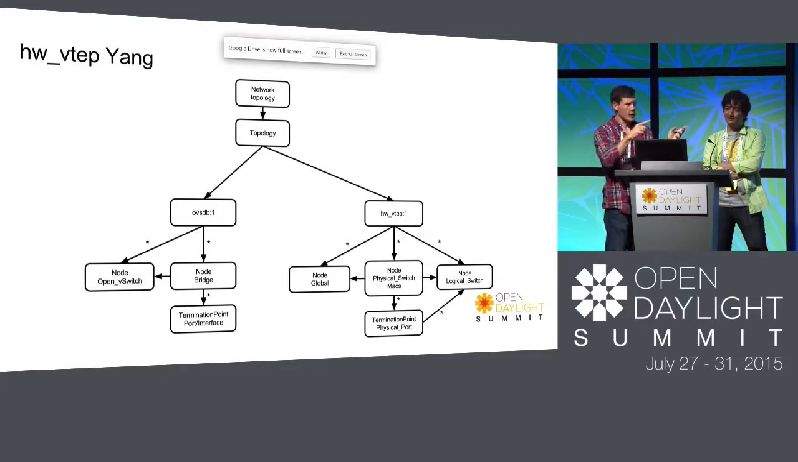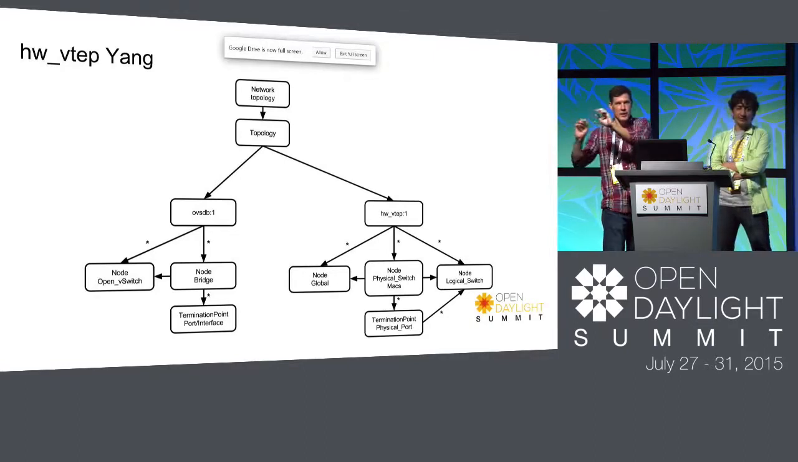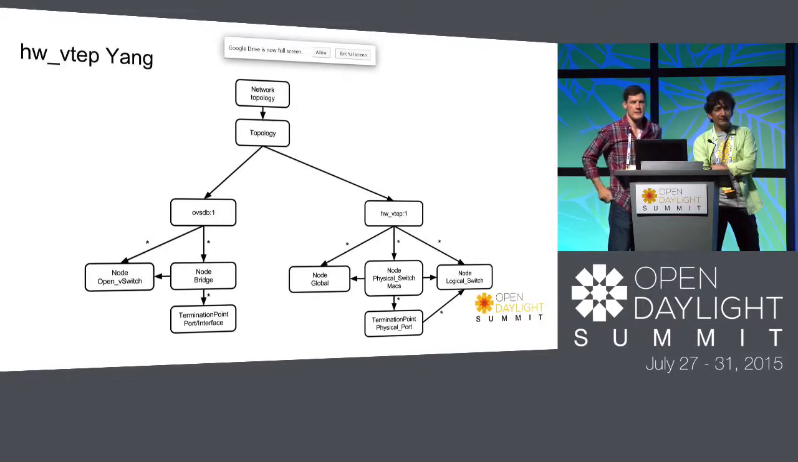So in the hardware VTEP, the only piece you've got now on the physical switch is the OVSDB database, because the physical switch is already there. It's just like another management interface, and the schema is just the VTEP schema.